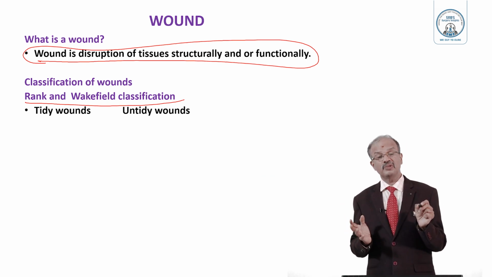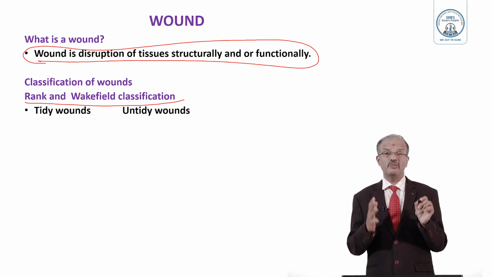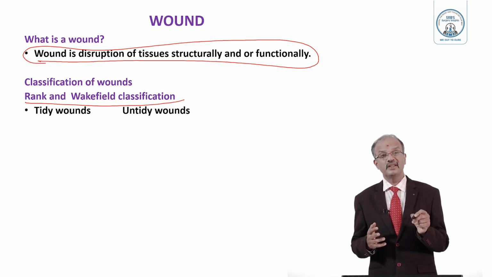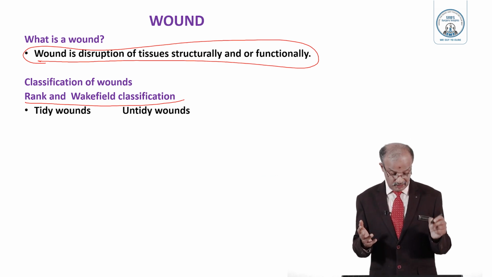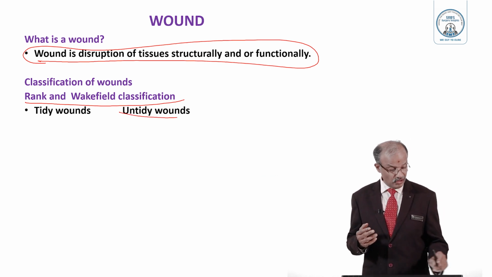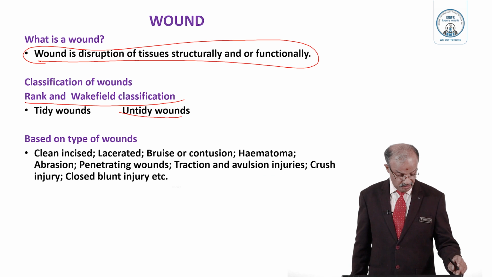Whereas untidy, it is not so. Depth may be important, it is contaminated, so you may have to do a proper wound debridement, then you have to assess the wound depth, extent, everything. So accordingly you have to manage. So untidy is more crucial, more difficult to manage. This is the point which you have to remember.